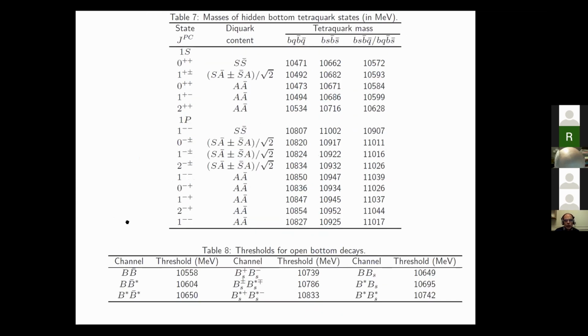The same calculation can also be performed for the hidden bottom tetraquark states. Here we give our prediction for the ground states, and if we compare to the corresponding thresholds, we will see that all the states are located just below the thresholds for the decay into two B mesons.